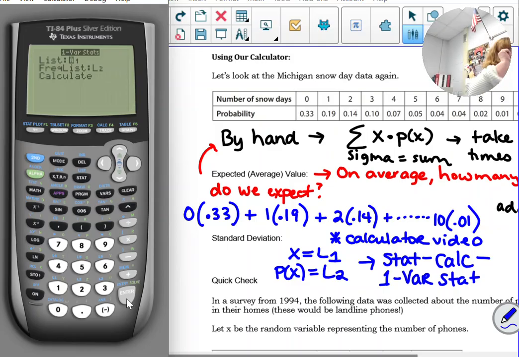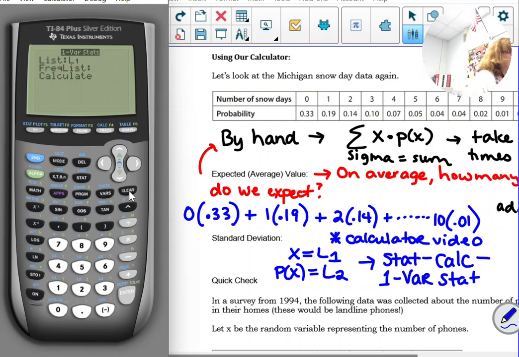So when I go to this screen, it used to be when we were using this one variable statistic function before, all we had to worry about was one list of data. Now we have a list of variables and a list of probabilities. So where it says list, that's where I want to put wherever my X's are. And it's easiest if you put those into L1. So list needs to have L1 next to it. And frequency list needs to have L2 next to it.